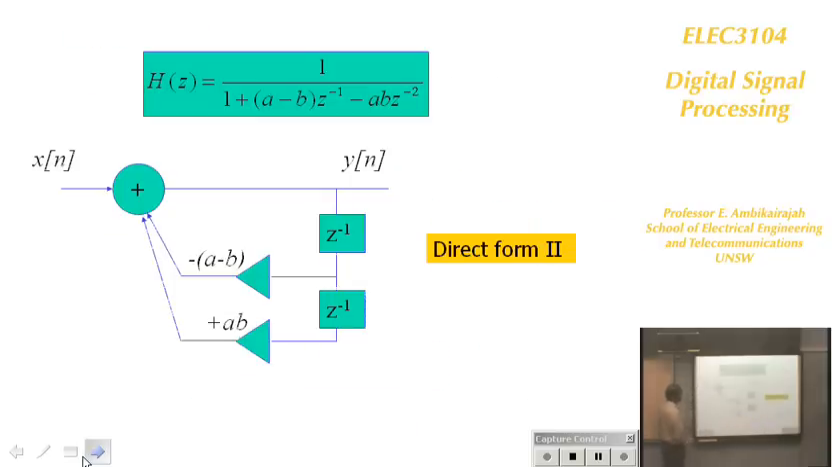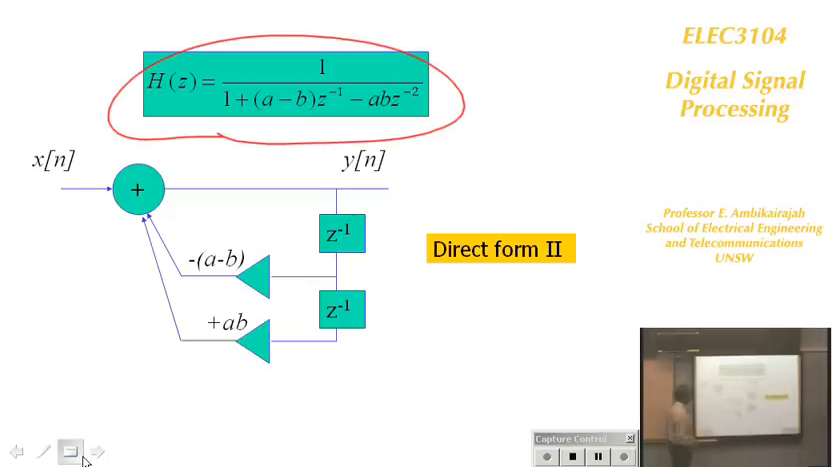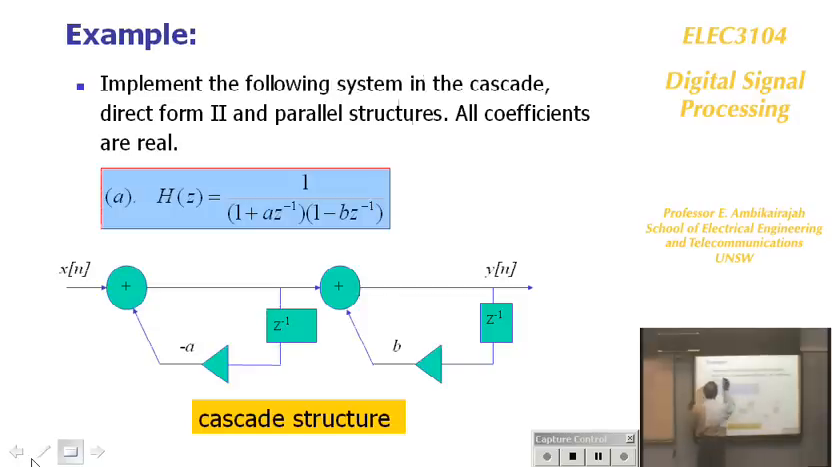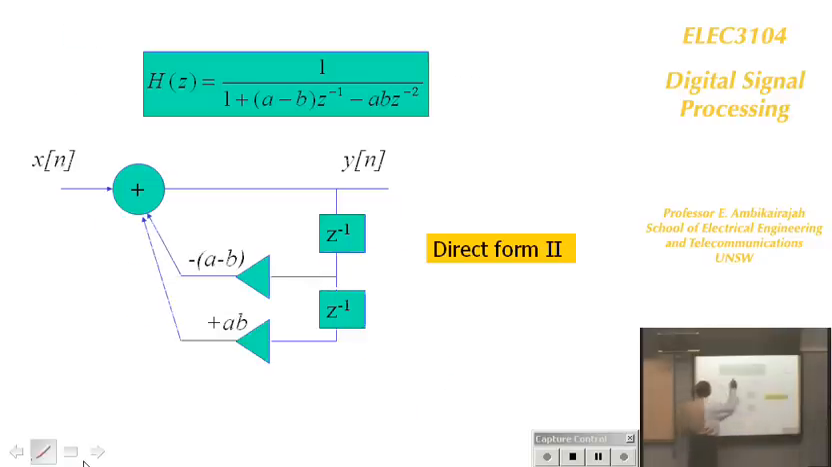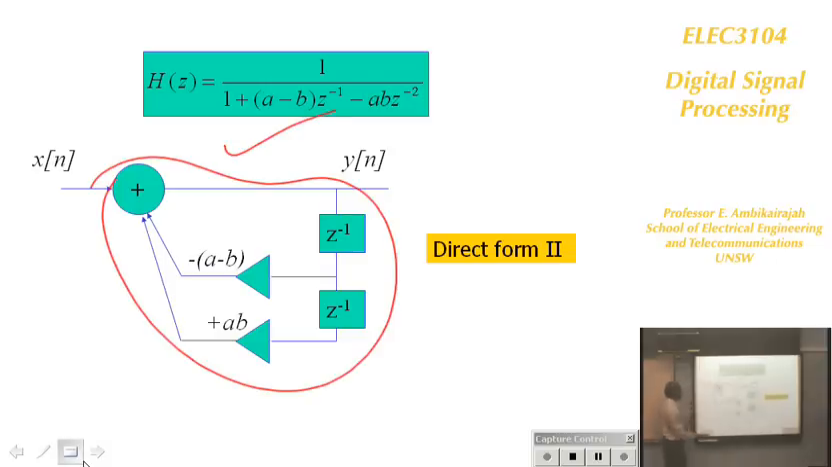Take another example. Here is one single structure. They ask you to implement this in direct form as well. Direct form 2. That means direct form is you multiply this out. Just multiply them out. When you multiply them out, that's what you get, and implement that equation. That gives you the direct form. Okay?